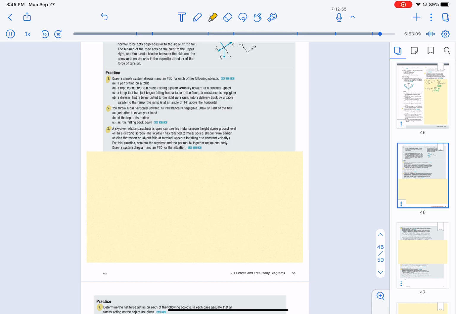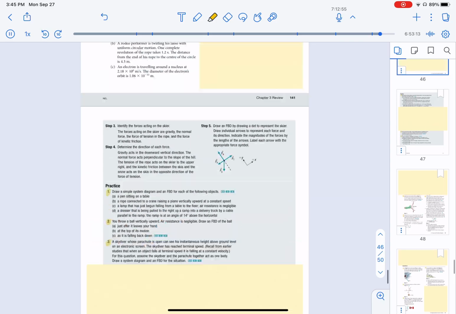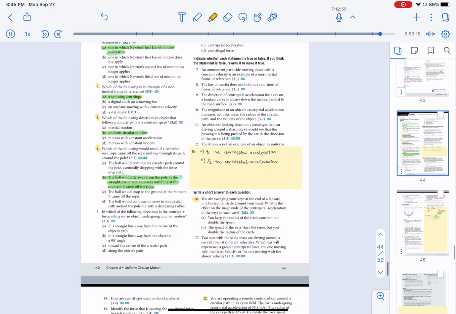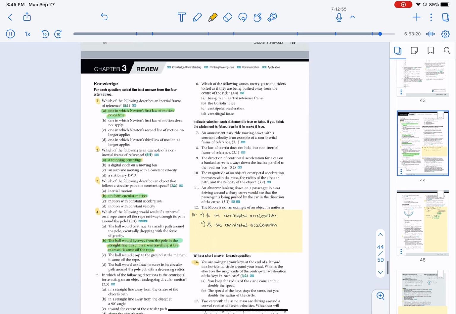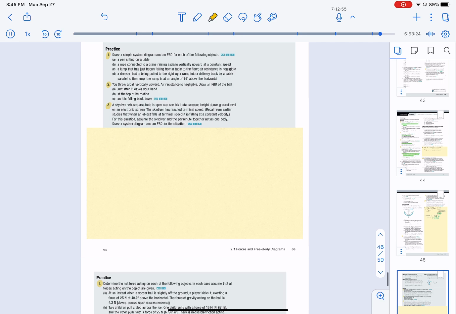Alright, so we draw our diagram, we have our three forces because gravity is always there, and we have our components because things are on angles. So take a moment, draw that down.